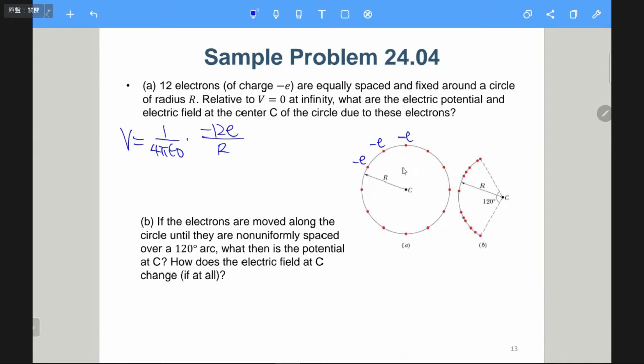And the question also asks you not only for the electric potential, but also the electric field at the center. In this case, they are all electrons, which means that this one generates an E field pointing this way, and this one generates an E field pointing the opposite way. So they cancel. Actually, E will be 0 at the center point.